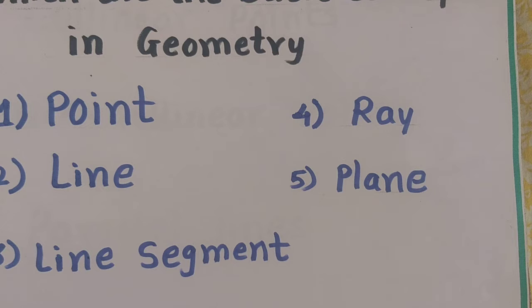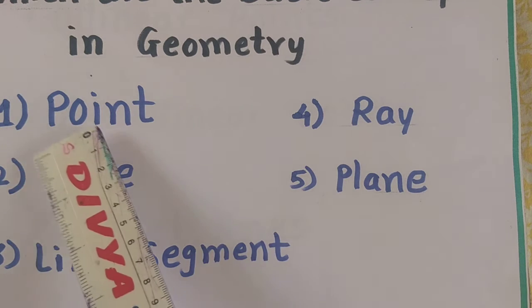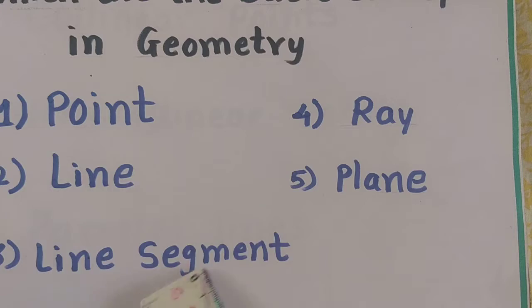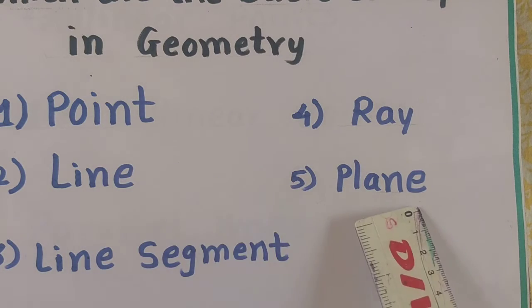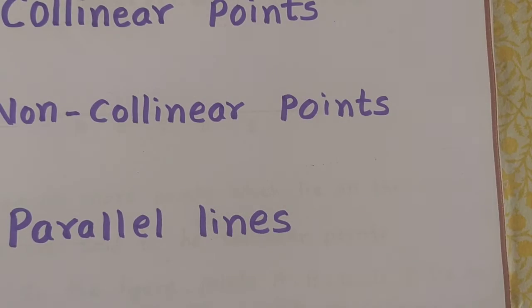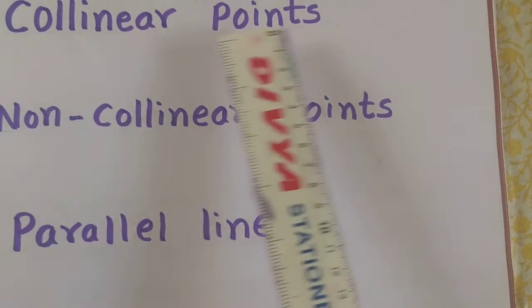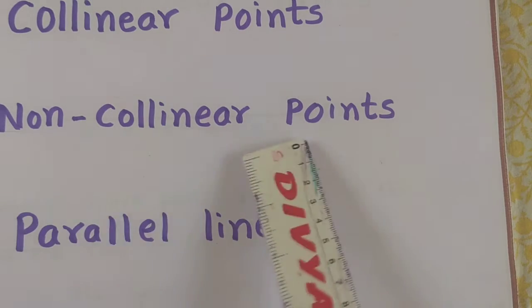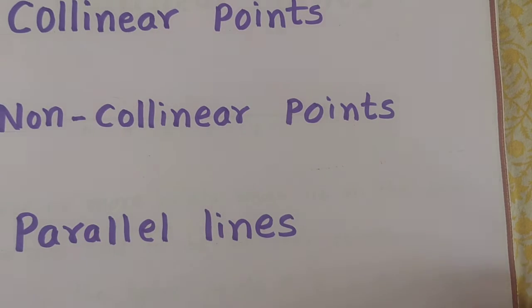Subject maths, lesson number 1, basic concepts in geometry. Which are the basic concepts in geometry? Points, line segment, ray and plane. Last period we learned this. Today this period we learn collinear points, non-collinear points, parallel lines.